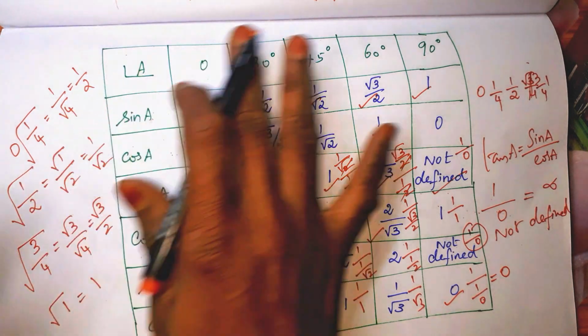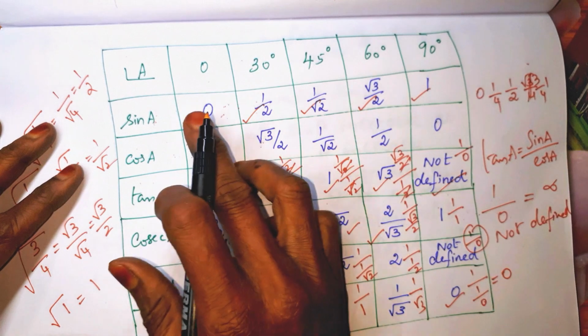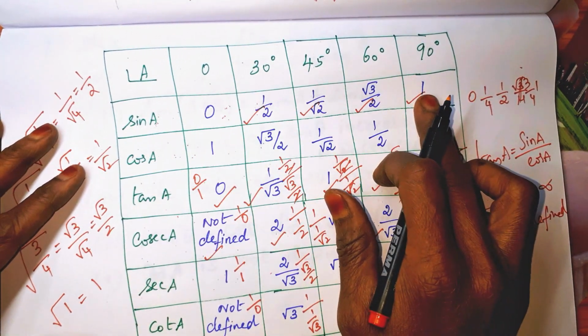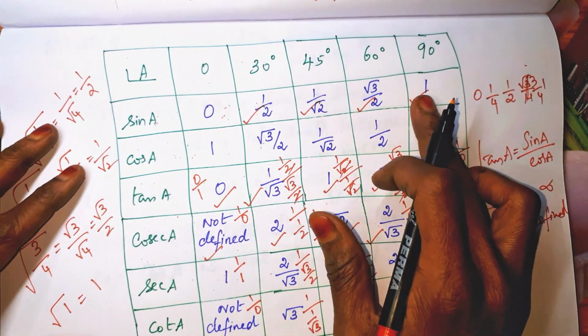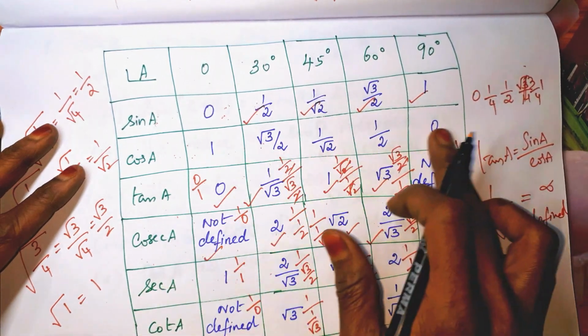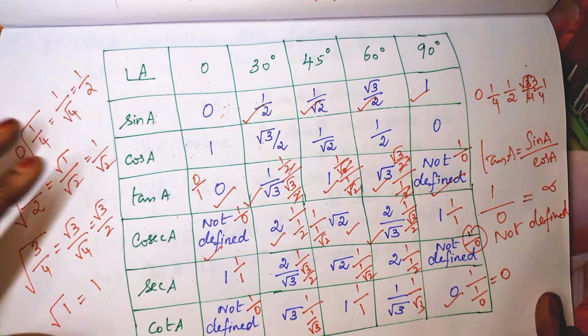Is it clear how to fill the values in this table? You have to fill up the first row: 0, 1 by 2, 1 by root 2, root 3 by 2, 1. And then you take it in reverse. After that, we can easily write all the values.